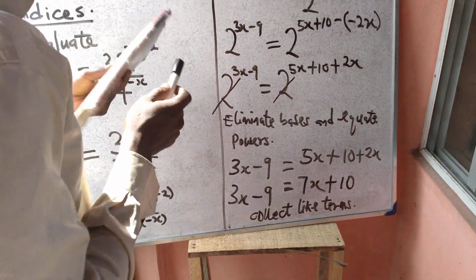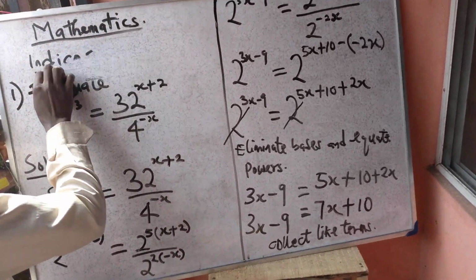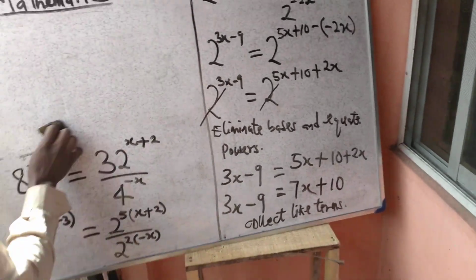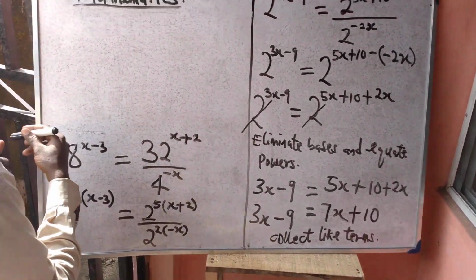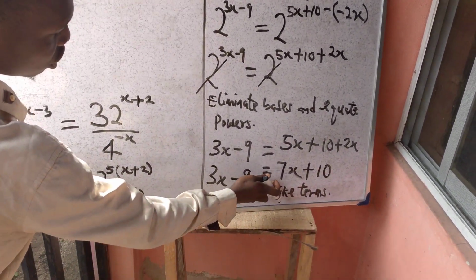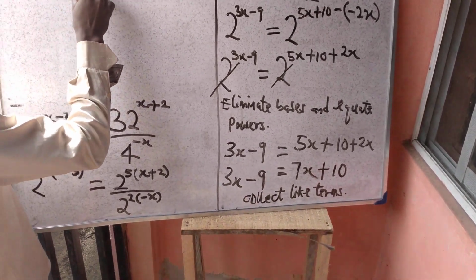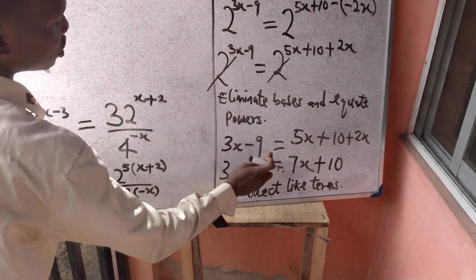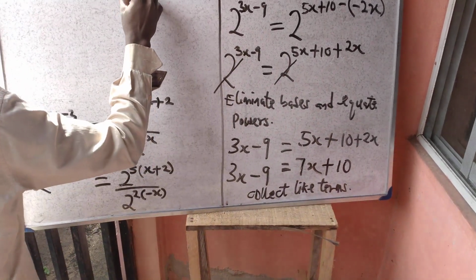Okay, so let's collect like terms and see what the outcome will be. So this now means that this will be 3x. This 7x, which is positive, crosses the equality sign. It comes here, it becomes negative, as minus 7x equal to, you are left with 10 here. Now minus 9 crosses the equality sign to this place, and it becomes plus 9.